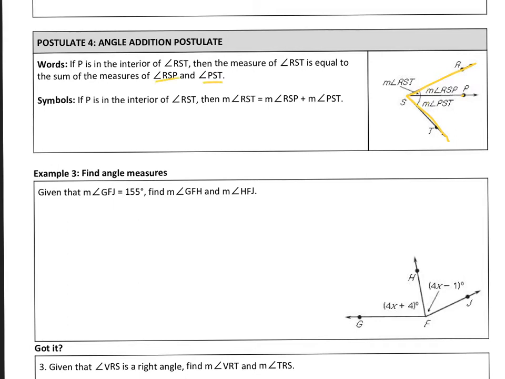So these two angles on the inside. The entire angle is the result of adding these two smaller angles together, okay? So let's just say the measure of RSP was 30 degrees.